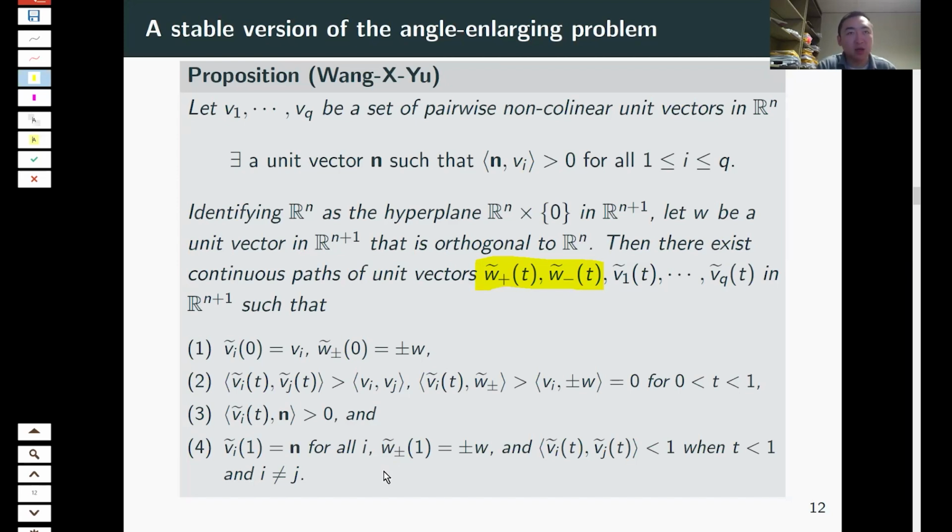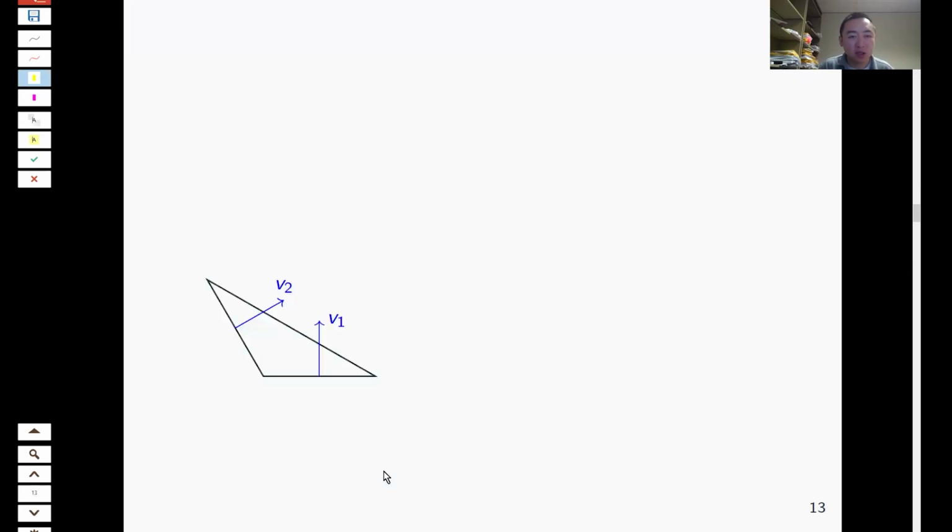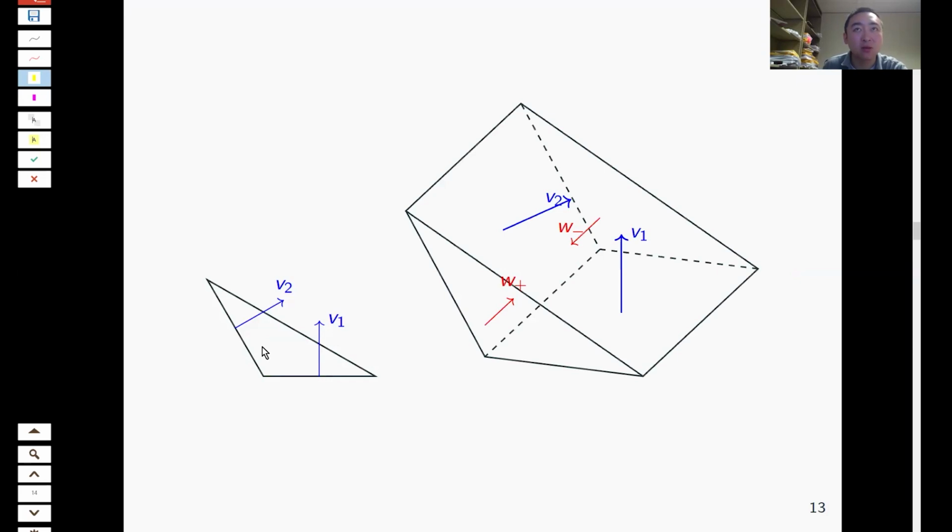So let me visualize the stable version for you. Originally, let's say we have this picture and the two vectors. Okay, let me still draw a geometric picture. And what we do is to take a product with a closed interval, say 0 to 1.